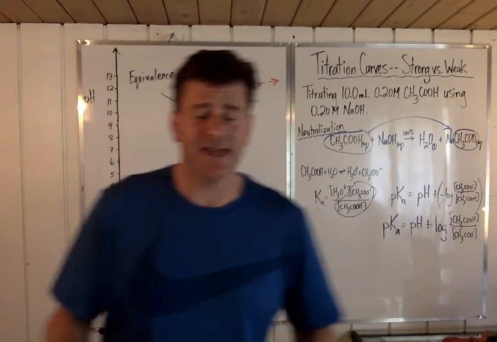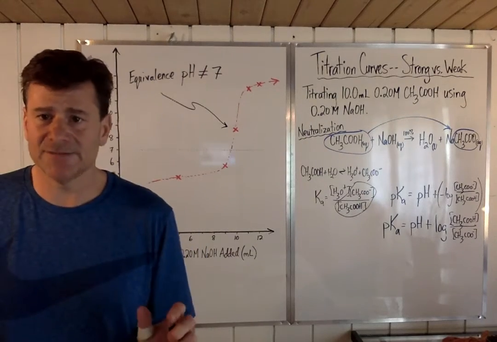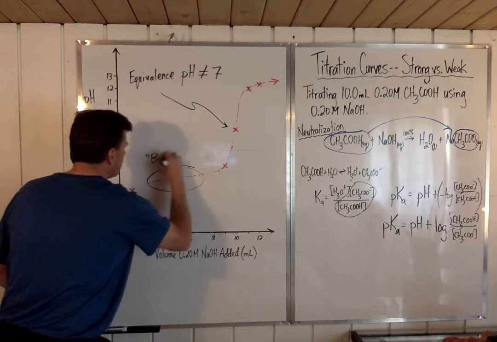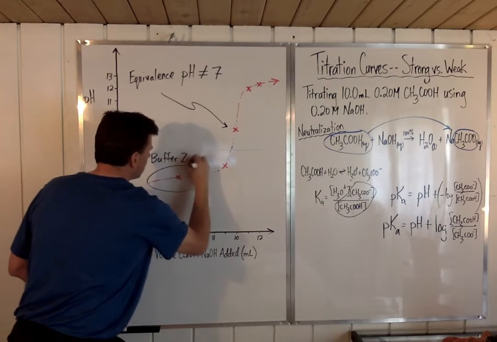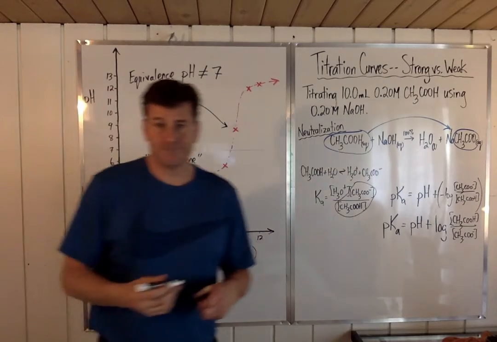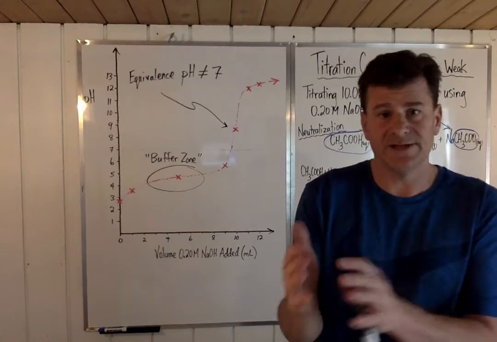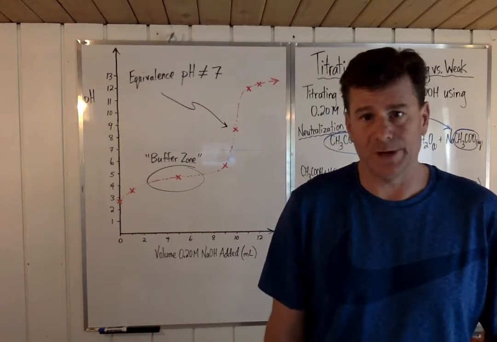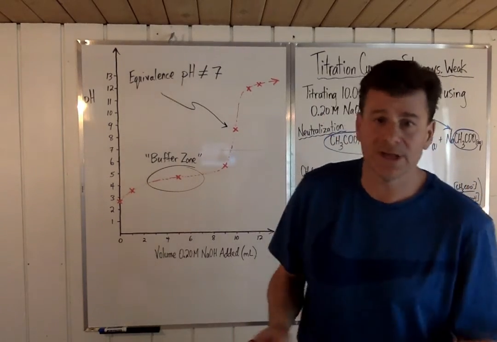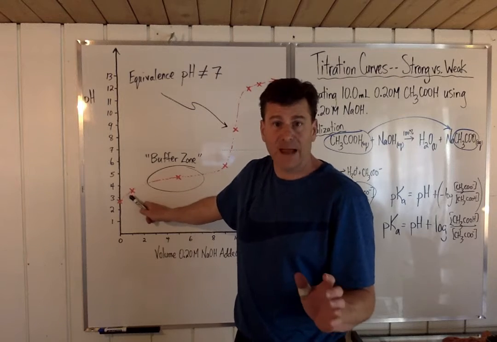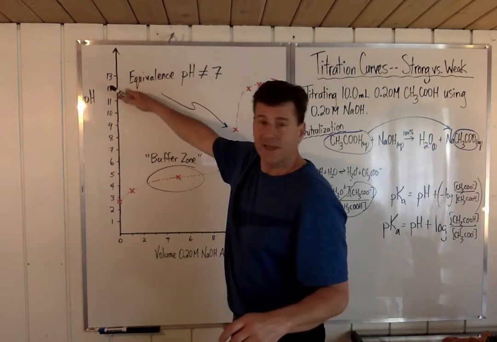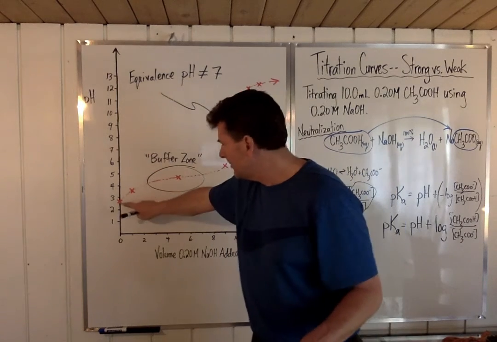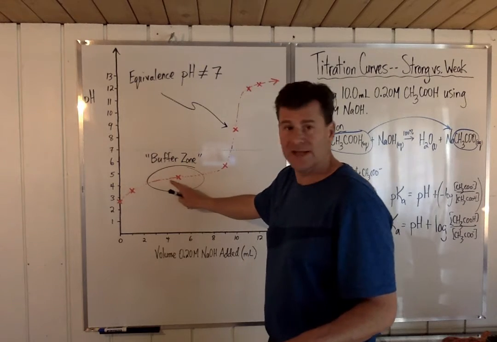The other thing that you're going to see, sometimes it's really obvious, sometimes it's not so obvious, is what's known as a buffer zone. That plateau in between the initial pH of the solution and when you arrive at the equivalence point. Okay, now it's that plateauing effect. So you see this initial change, the rapid change. Again, if I started with a base, it would have been a rapid change downwards, and then it would have plateaued. Here we've got a rapid change upwards, and then it plateaus.